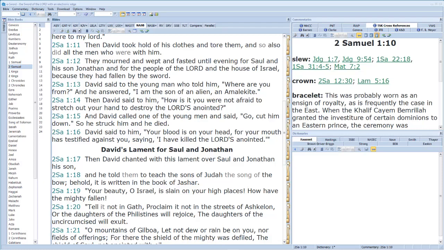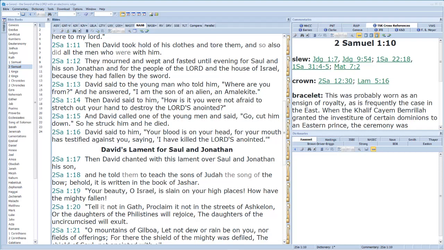Now, verse 12 says, and they mourned and they wept and they fasted until evening for Saul and his son Jonathan. And so they're mourning and they're weeping for Saul and his son Jonathan, and no doubt his other sons as well, and for the people of the Lord and for the house of Israel. So David was never at odds with Israel, even though the king of Israel was out trying to kill David. And it says because they had fallen by the sword, in other words, they were killed in battle.